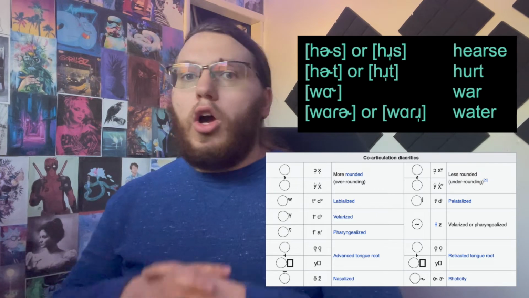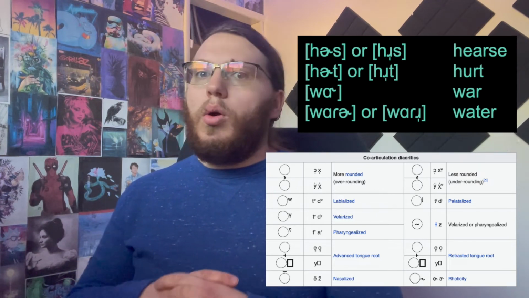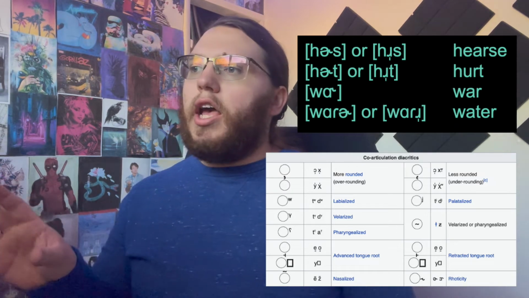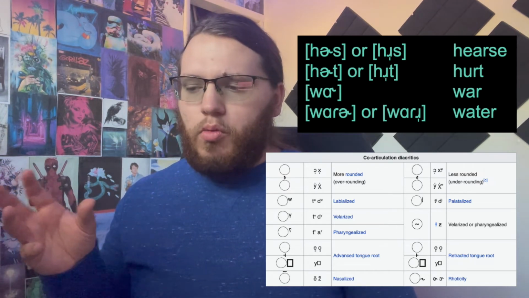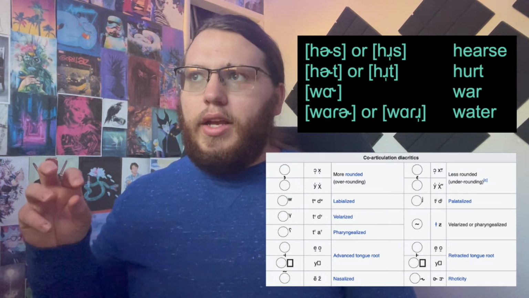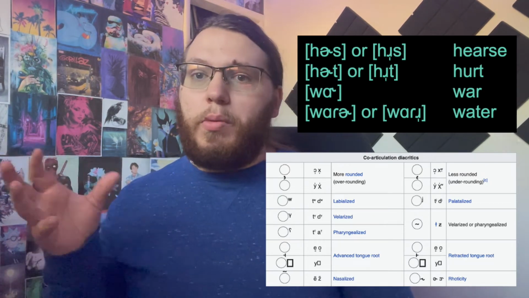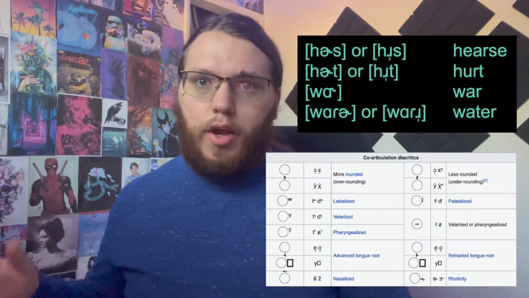Hearse, hurt, war, water. Sometimes rhoticity is represented as a syllabic R sound, or sometimes it's pronounced as a rhotic. It's represented as a rhotic vowel sound. It could go either way.